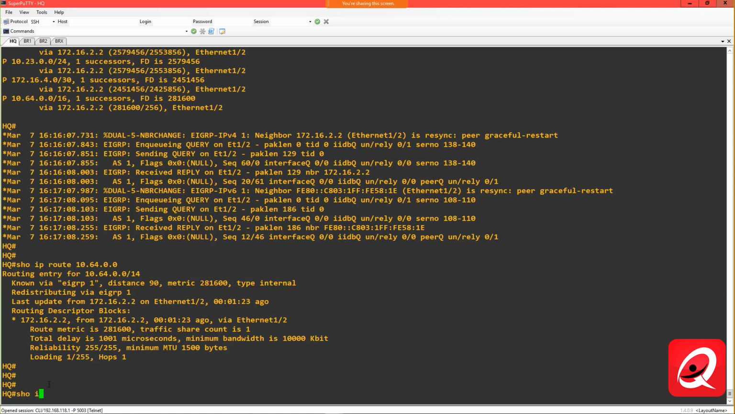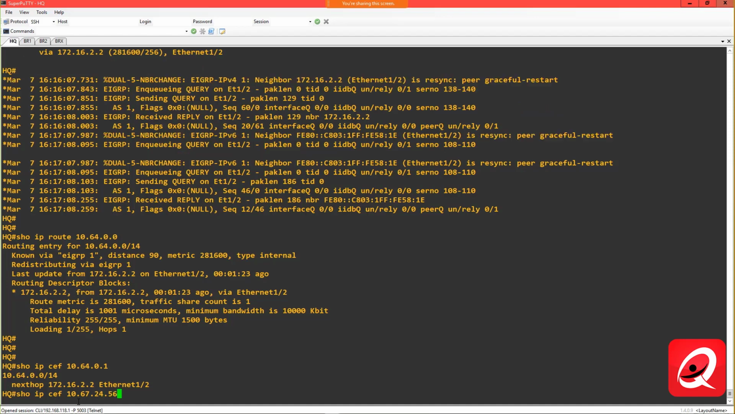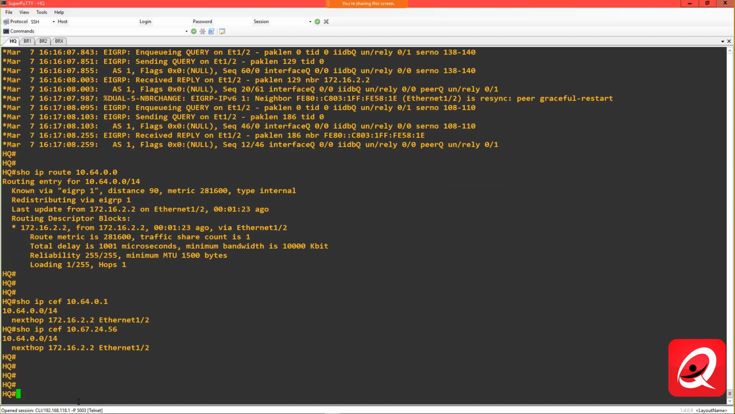All right, and if I do a show IP cef 10.64.0.1, for example, if I was going to ping that packet or any packet in that range, it shows me the route, the destination route that's going to be matched against that particular packet. So even if I do 67.24.56, I can see that it's still going to match that particular route. That's another way to test reachability on a router without doing an actual ping to find out what route it would match in CEF: just do a show IP cef and specify the destination packet and see what route it's going to match in that particular topology.